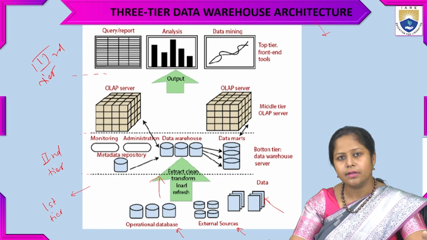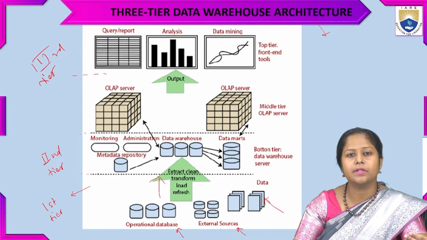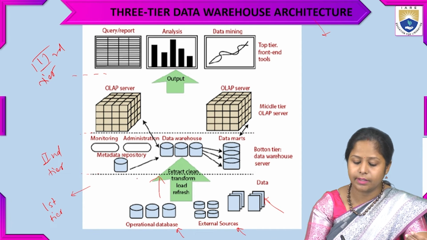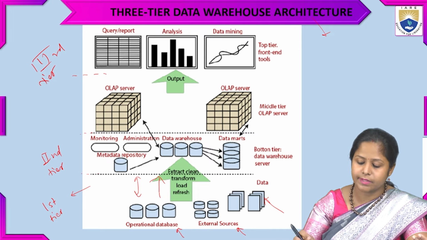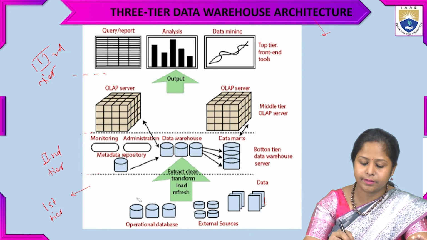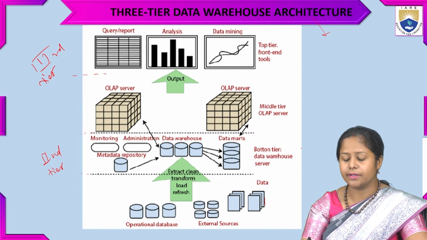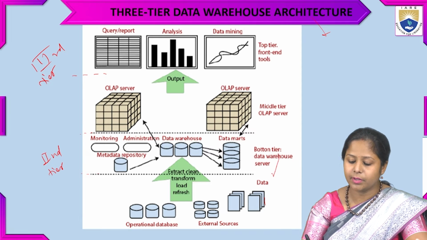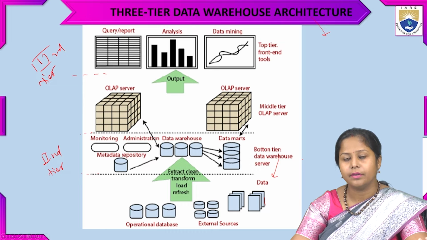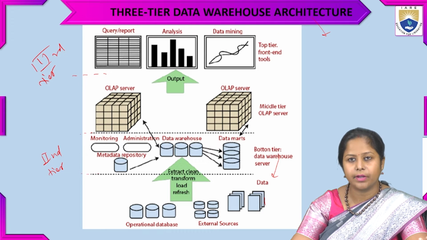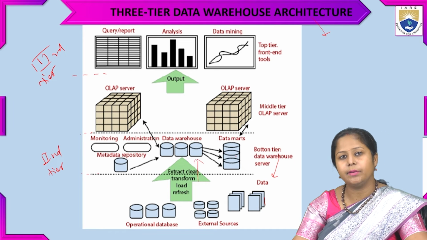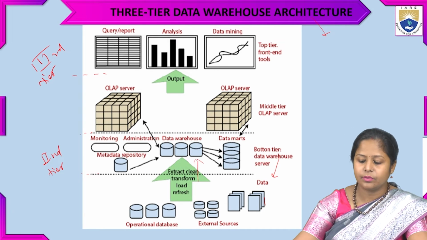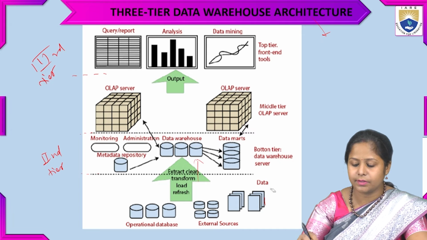So the extraction process, the transformation process, the data cleaning process will occur in this tier. After that, the data will be loaded onto the second tier. In the second tier, we can see the bottom tier is nothing but the data warehouse server. So the data warehouse server will work, right? After the cleaning and all, the data will be stored onto the data warehouse, right? So that will work on the data warehouse server.